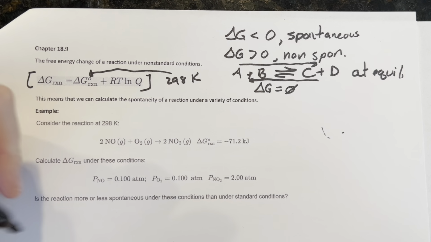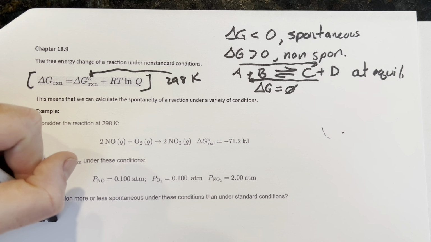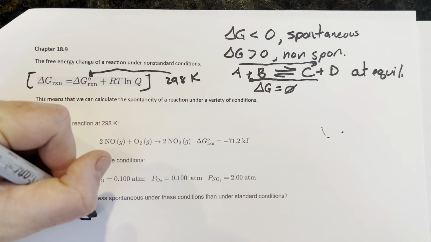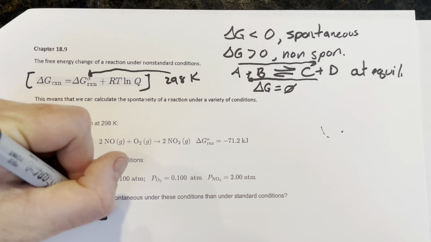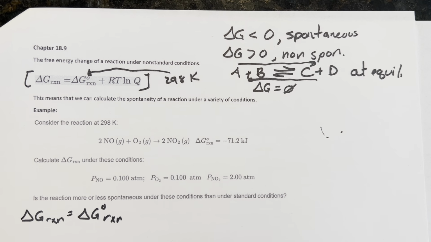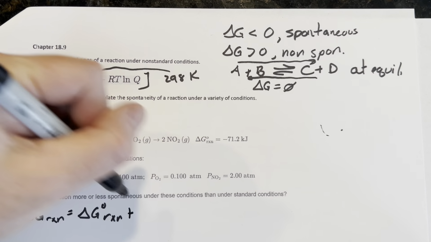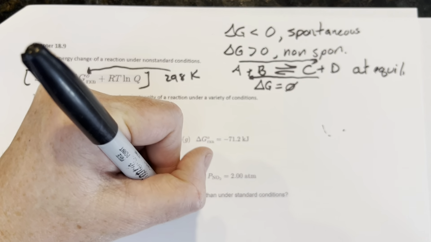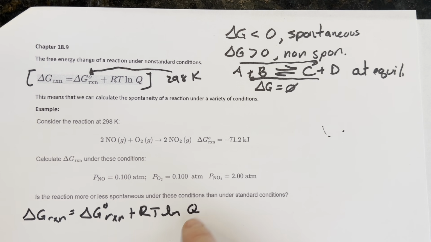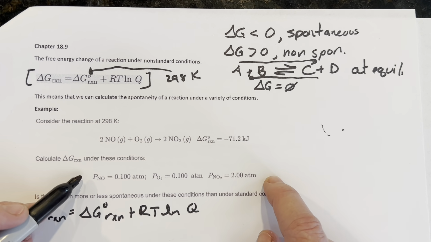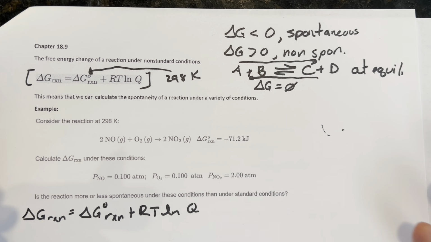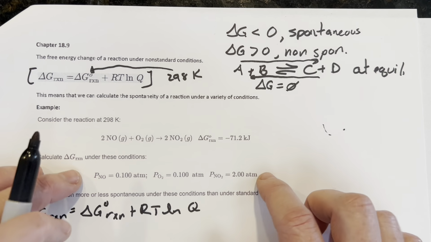So let's do this. Our delta G of a reaction is equal to delta G naught of the reaction plus RT ln of Q. We know we're using Q because it gave us various concentrations instead of just giving us a K. And it didn't tell us that it was at equilibrium or anything like that. It just gave us this.